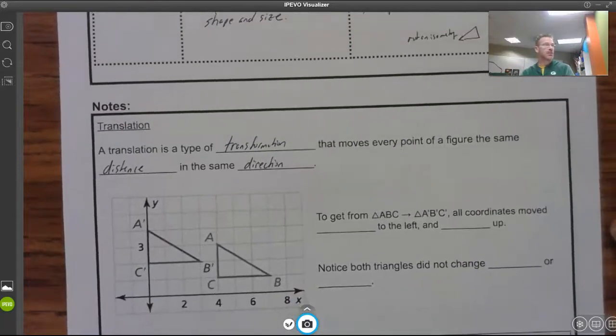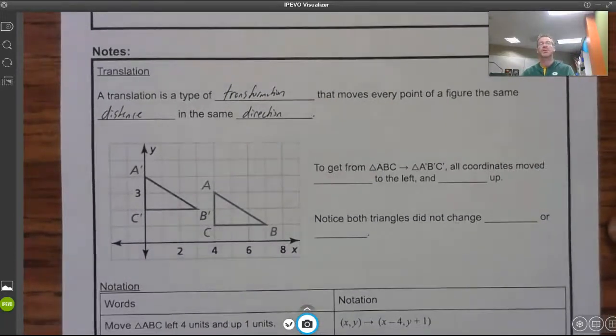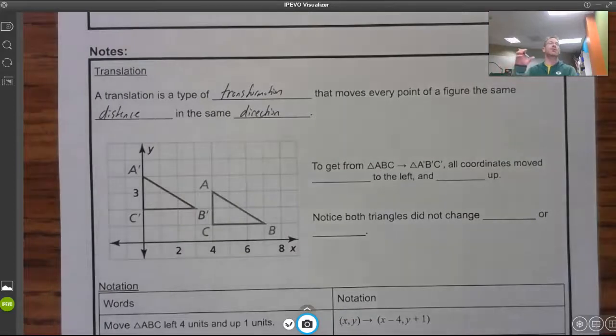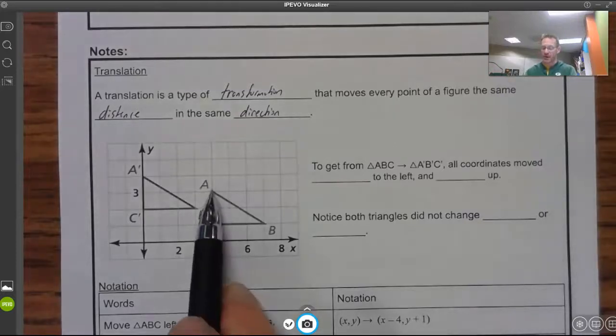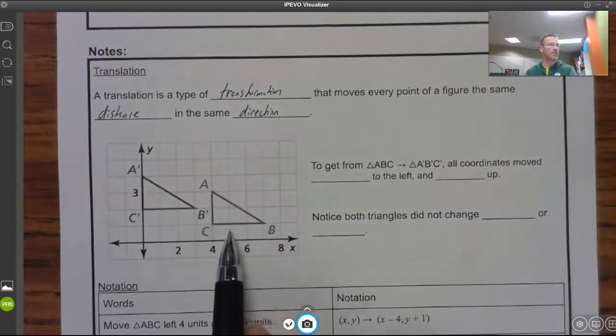So the biggest thing that most students get confused here is making sure you know what is the original figure, or the pre-image, and what is the result, or the image. And so we have to look here. So notice we have ABC right here. So this is our original figure.